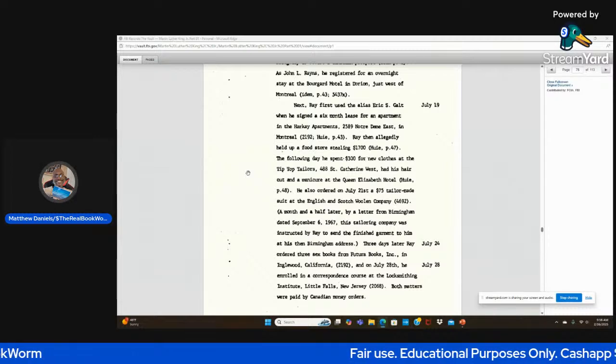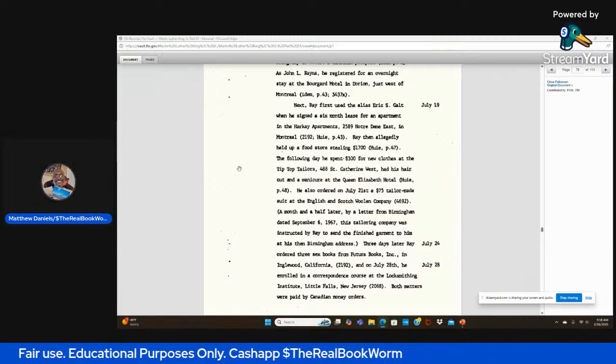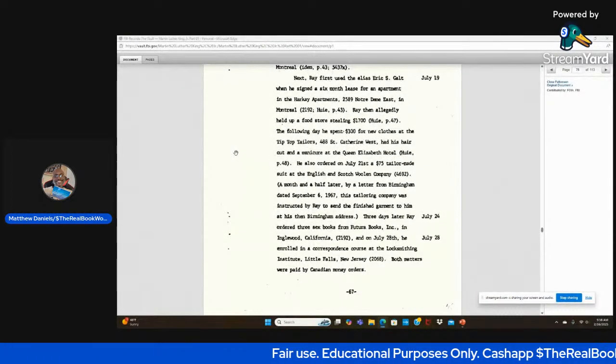Escaped convict, and they want us to believe he didn't have no help. Ray then allegedly held up a food store stealing $1,700. Okay, so now they say he committed another robbery. He stole $1,700, which was a lot of money in 1967.